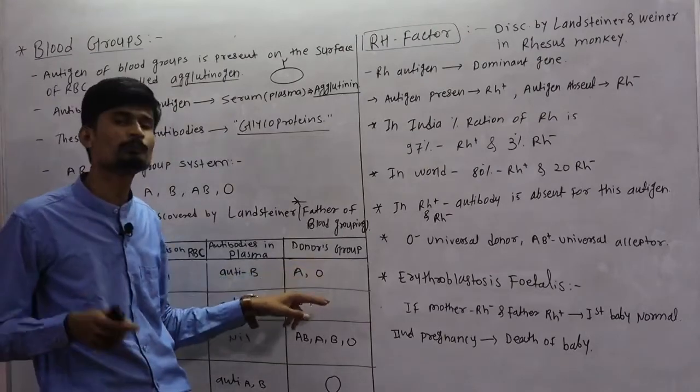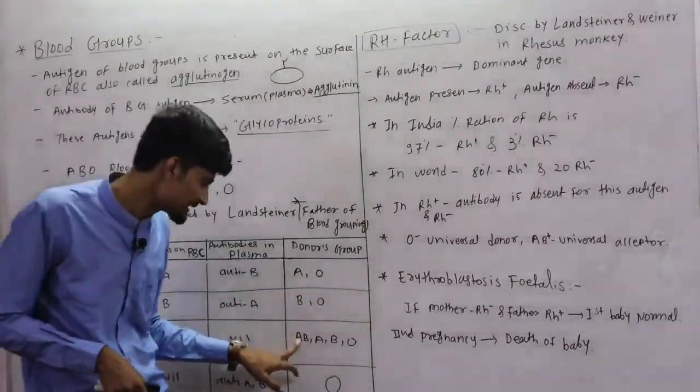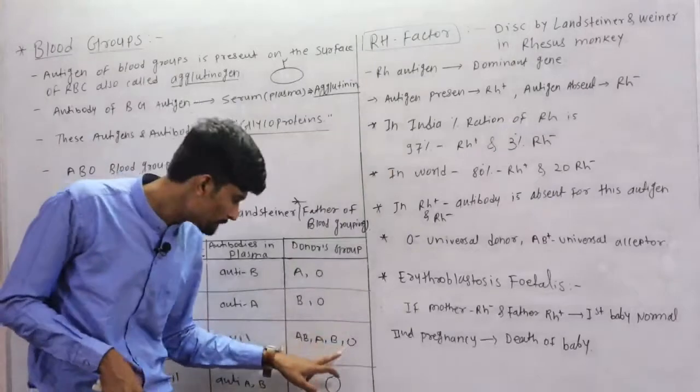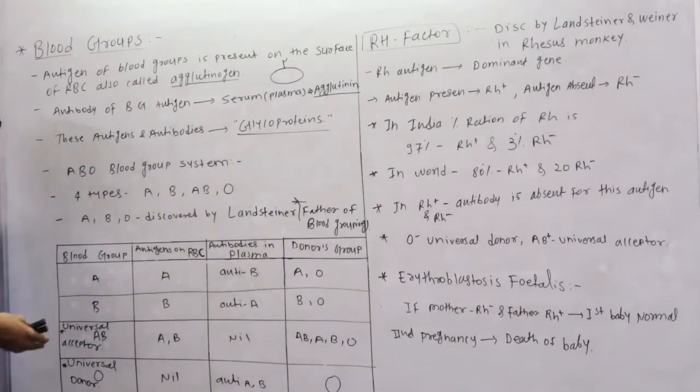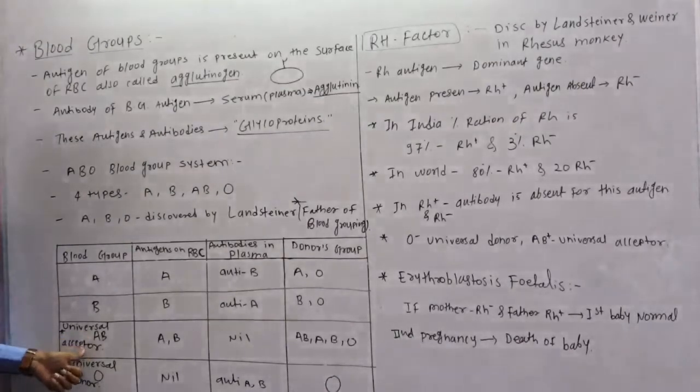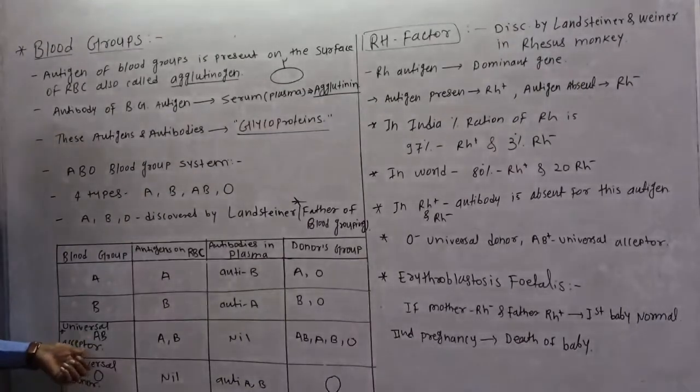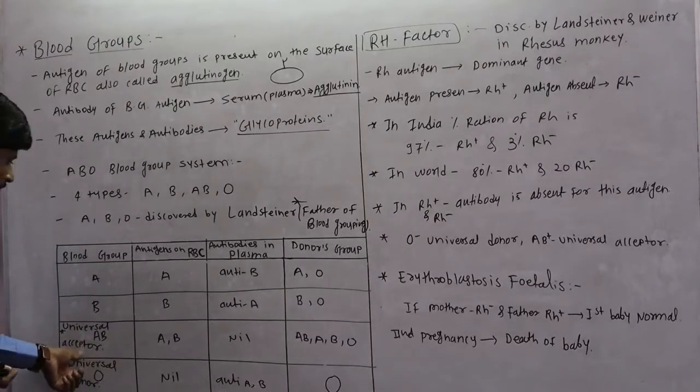So the donors group for blood group AB is itself AB, A, B and O. So that's why it can receive from all the four types of the blood groups. So that's why it is called a universal acceptor. Now how does it become a universal acceptor?